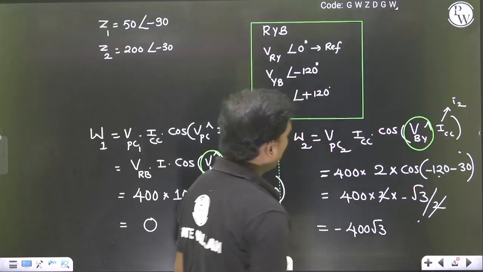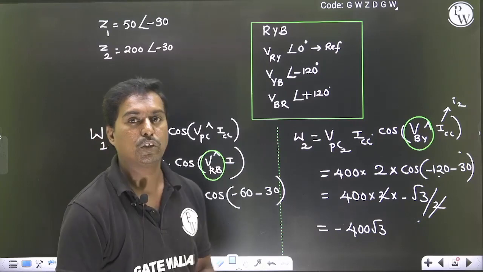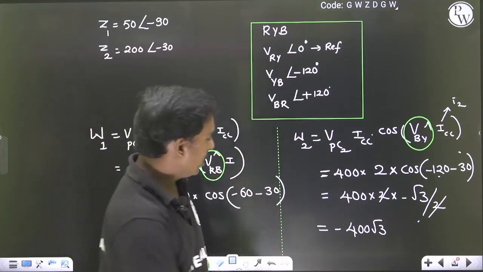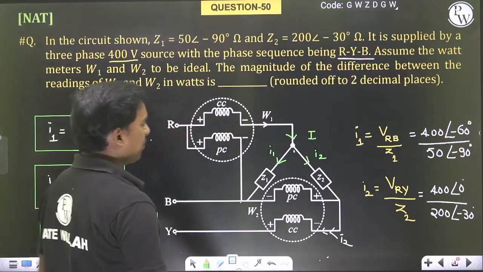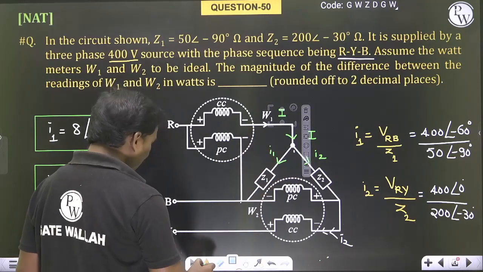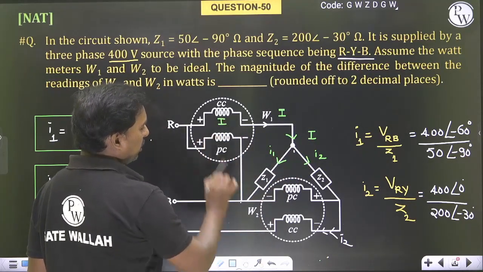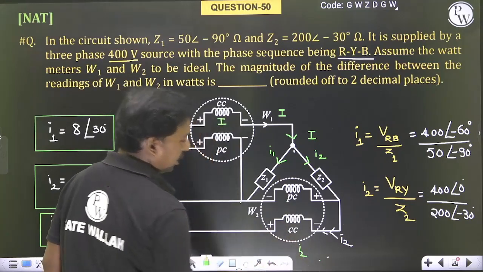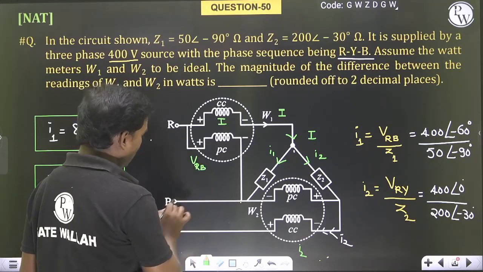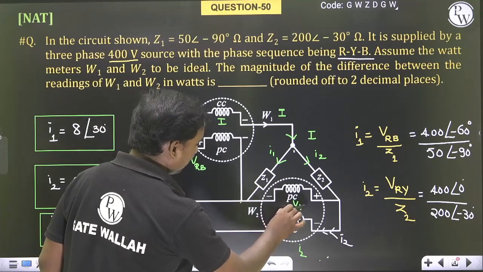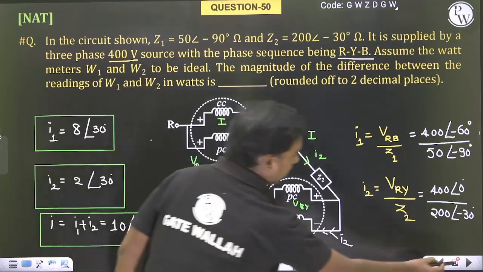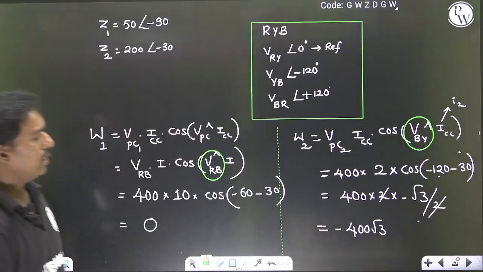The only thing is you have to identify the exact pressure coil and current coil readings of wattmeter 1 and wattmeter 2. There may be a bit of confusion, but you have to identify the current propagation. The main current I splits into two parts, I1 and I2. First you have to get I. The total I goes through this current coil, and only I2 goes through the other current coil. For this pressure coil the potential is VRB, and for the other the potential is VYB. So that's what we have done here. Answer is coming as 692.